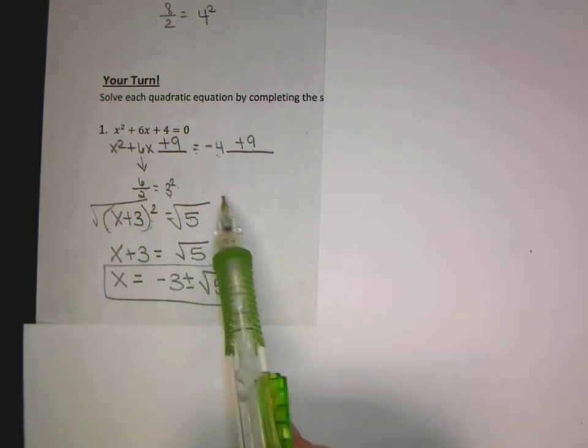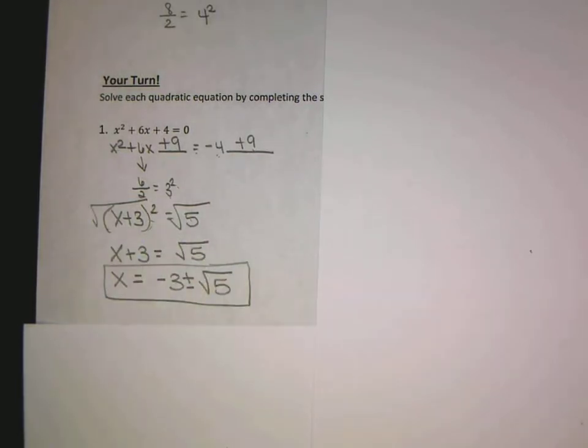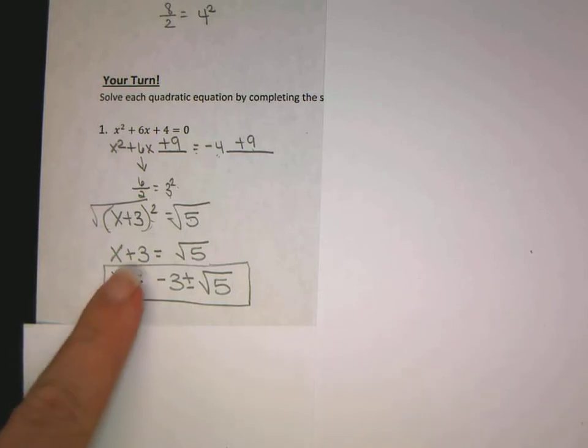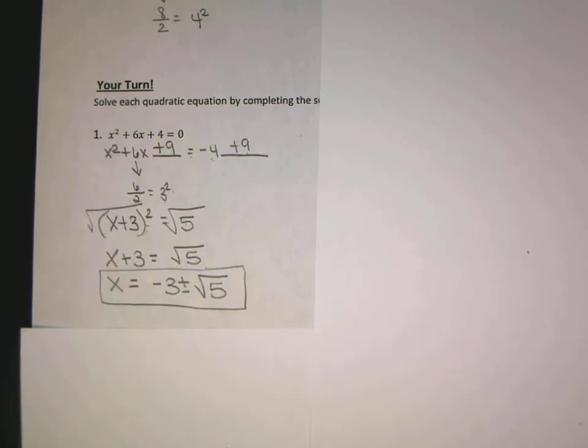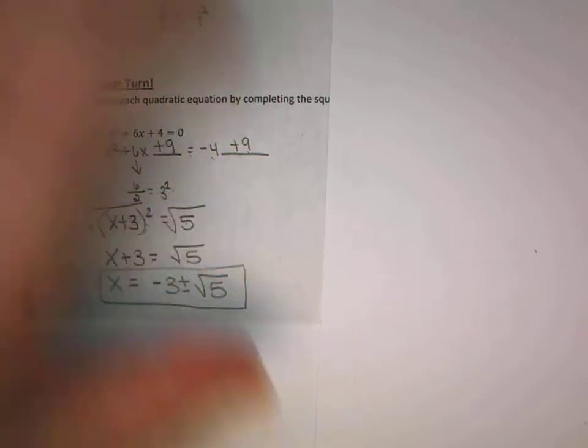Square root both sides, so x plus 3 equals the square root of 5. The square root of 5 cannot be simplified, so you're going to go ahead and leave that alone. So then you would just subtract your 3, so you have negative 3 plus or minus the square root of 5. Okay, go ahead and do number 2. Hit play when you're ready.